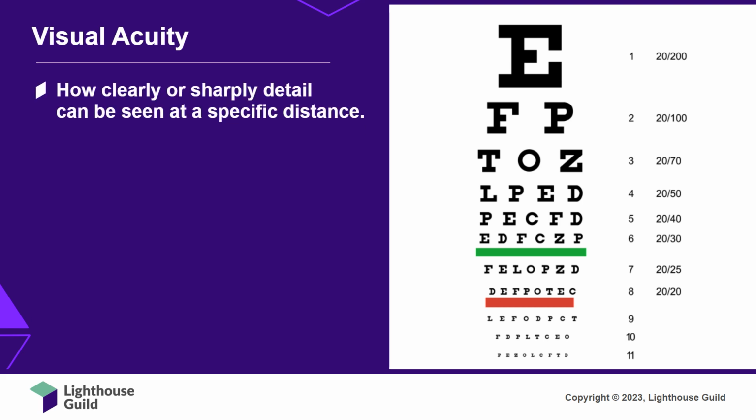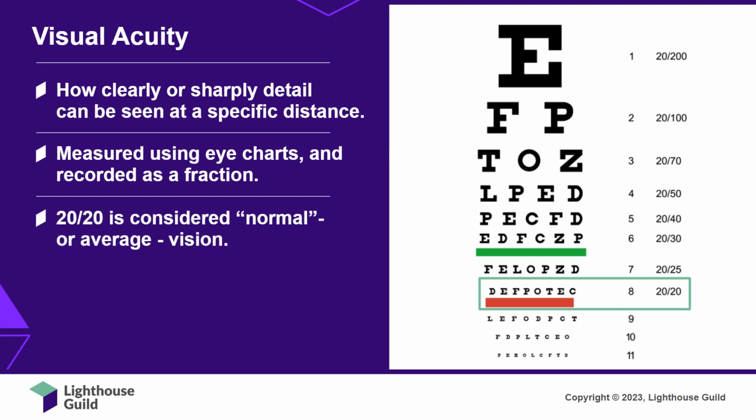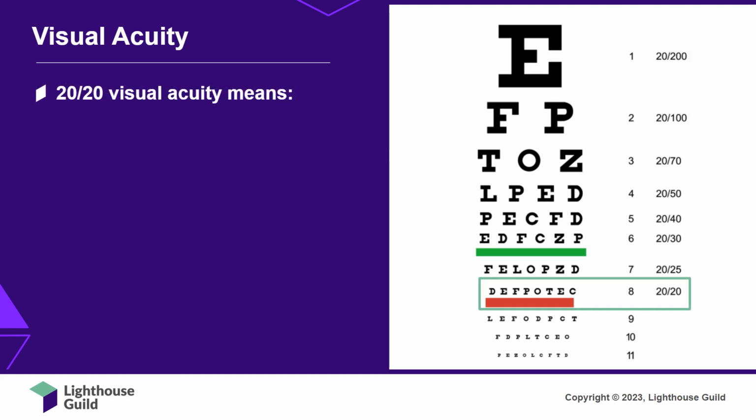Visual acuity refers to how clearly or sharply detail can be seen at a specific distance. It is commonly measured using eye charts and is recorded as a fraction. 20/20 is considered normal or average vision. 20/20 visual acuity means that a person can see small detail from 20 feet away the same as a person with normal or average eyesight would see from 20 feet.